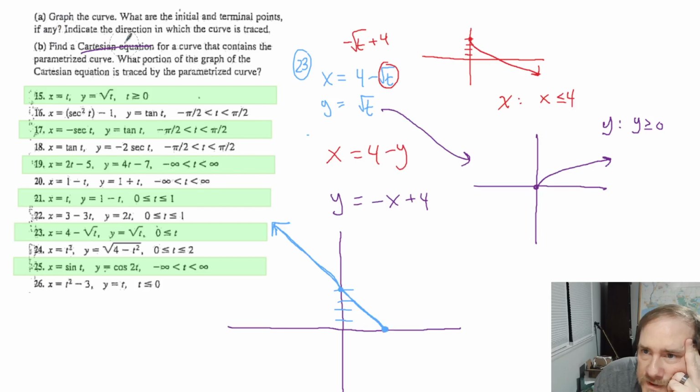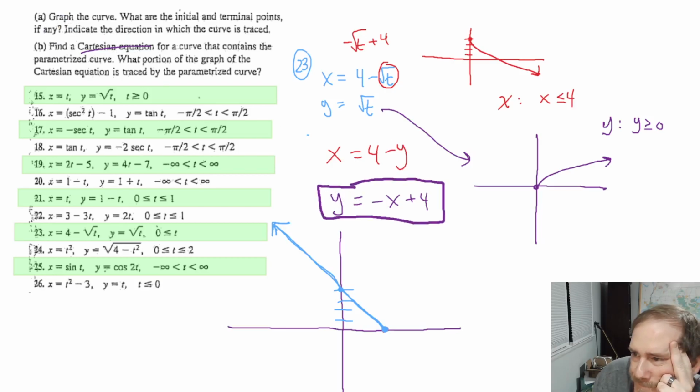But they said they wanted a Cartesian equation. Here's your Cartesian equation. If you wanted to make this Cartesian equation work, you'd have to put a restriction on it that said x has to be less than or equal to 4. And then you would get only the ray. It says what portion of the graph or Cartesian equation is traced by the parametrized curve. So you would say only the portion of the line that's above the x-axis. You could describe it that way.